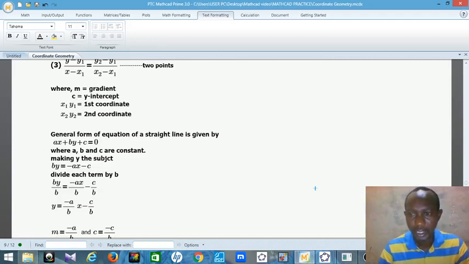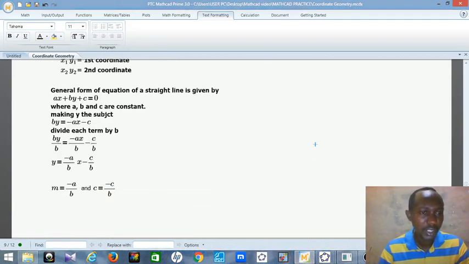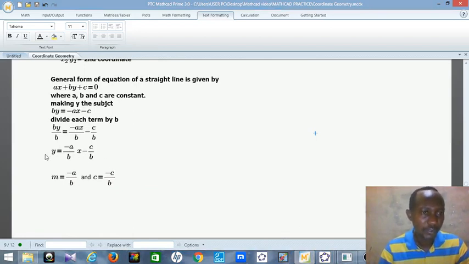But there are some cases, especially in objective questions, they may want you to leave your answer in this form. So you may be asked to make y the subject of the equation. So take note. And they may even ask you to find the gradient and y-intercept. So it depends on what they want. So you have no problem.